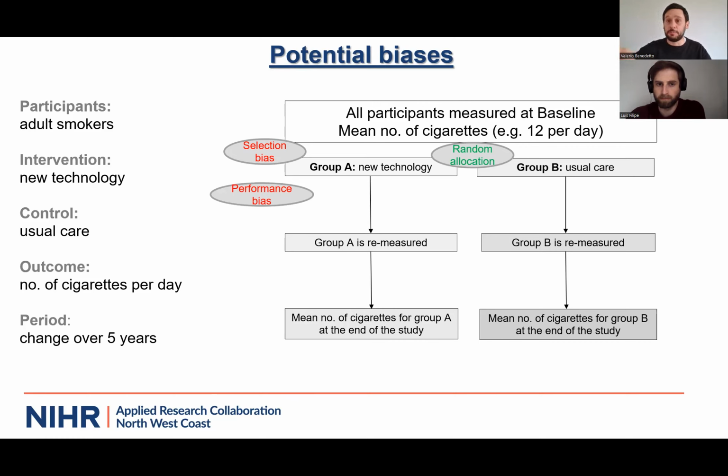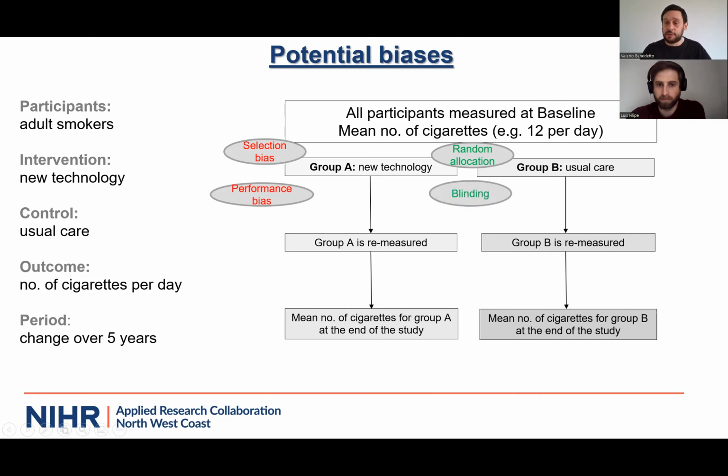So, for example, people in Group B might go and seek extra care because they know their allocation. Or if you think about the intervention being, for example, a smoking cessation therapy, the therapist running that therapy might decide to give extra care to the people receiving the intervention. Again, that might distort the measurement of the effectiveness of the intervention.